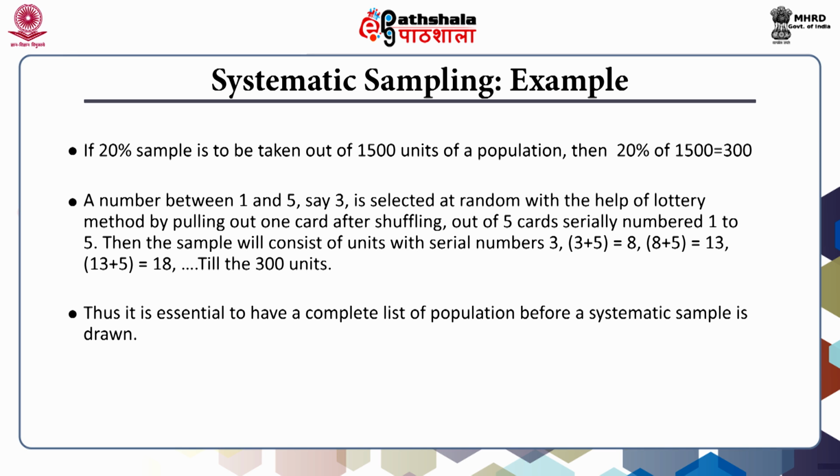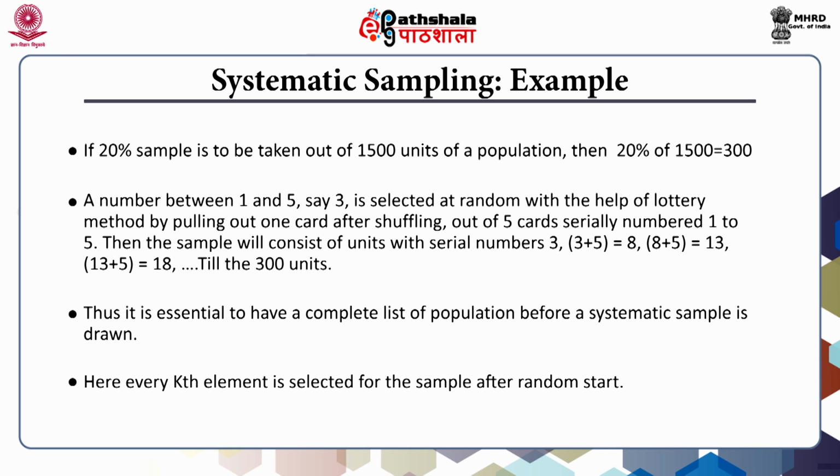Thus, it is essential to have a complete list of population before a systematic sample is drawn. Here, every kth element is selected from the sample after a random start.